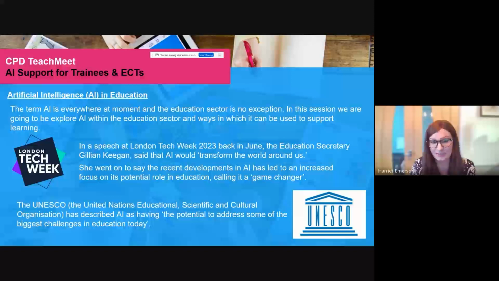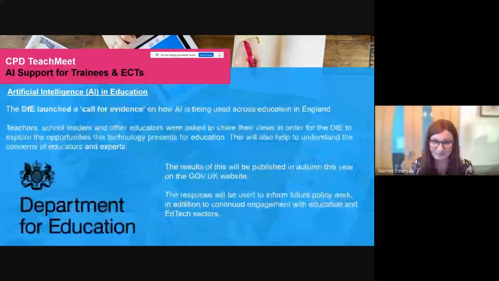During London Tech Week back in June, the Education Secretary said that AI would transform the world around us. She went on to say that the recent development in AI has led to an increased focus on its potential role in education, calling it a game changer. UNESCO described AI as having the potential to address some of the biggest challenges in education today.